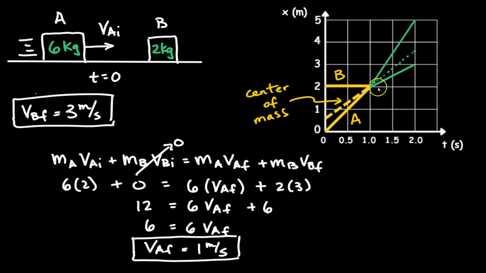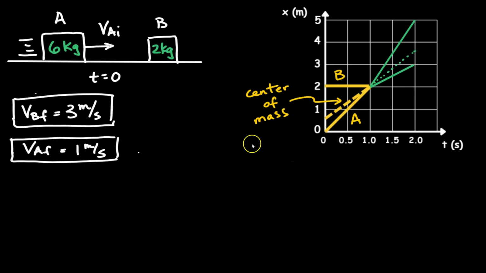So on this graph here, we're going to draw a line that has a slope of 1 meter per second. I'm going to go up 1 and I'm going to go right 2 blocks. Remember, 2 blocks represents 1 second. And I get this line with a slope of 1 meter per second.